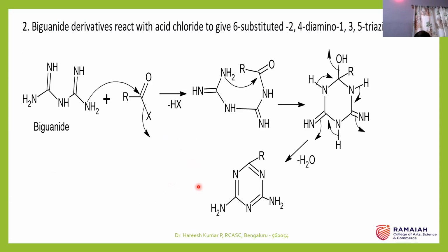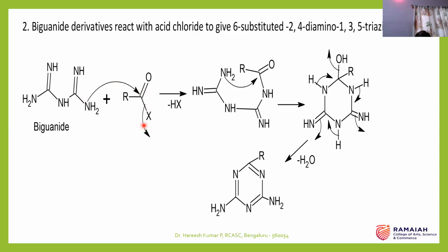Another method for preparing 1,3,5 triazines: guanidine means NH2-C double bond NH-NH2 is called guanidine. If two guanidines are combined, then it's called biguanide. So what will happen? It is nucleophilic in nature, and this bond pair can attack an electron deficient carbonyl compound.